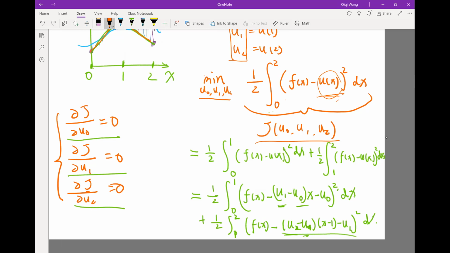Yeah, not of x. Yes, because these integrals are actually integrals over fixed domains, right? So they come out to be just numbers. If you expand the square and pull the u0, u1, u2 out of the integral, then the integrals are just numbers you can evaluate. Okay, that makes more sense.